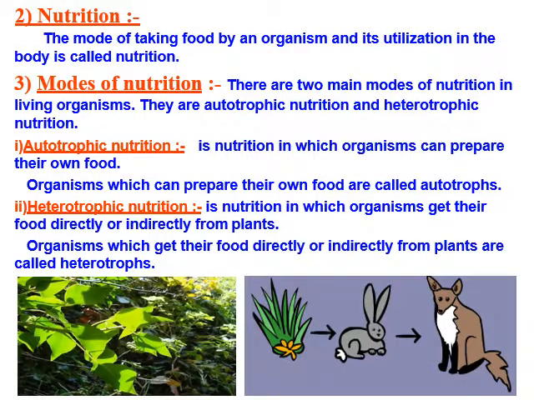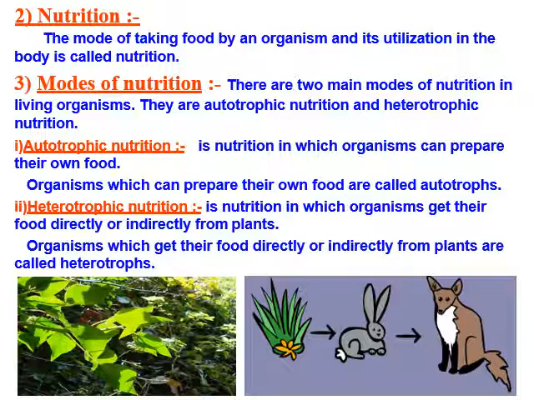What is nutrition? The mode of taking the nutrient or food by an organism and its utilization in the body is called nutrition. Now, when we talk about the modes or types of nutrition, there are mostly two types of nutrition in living organisms. One is autotrophic nutrition, another is heterotrophic nutrition.